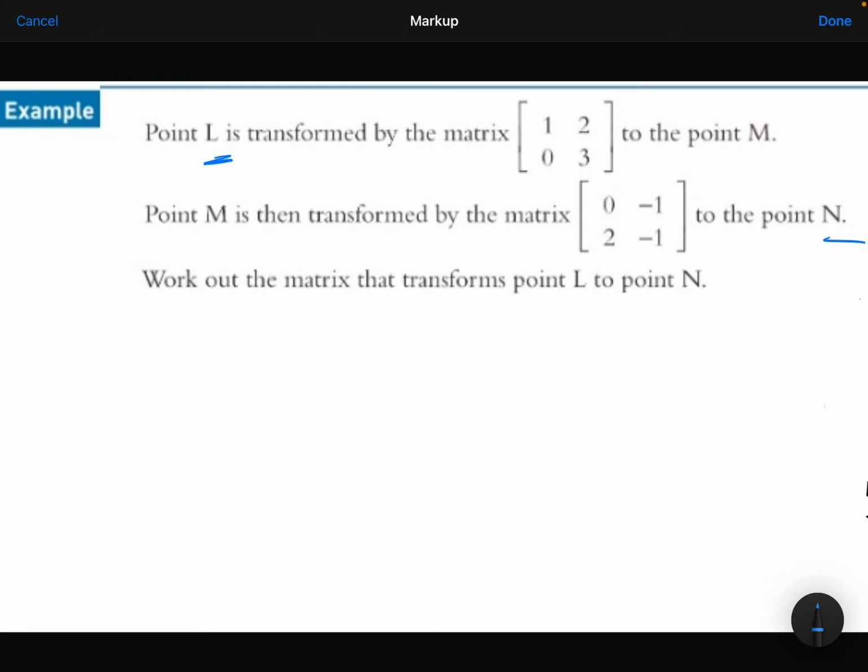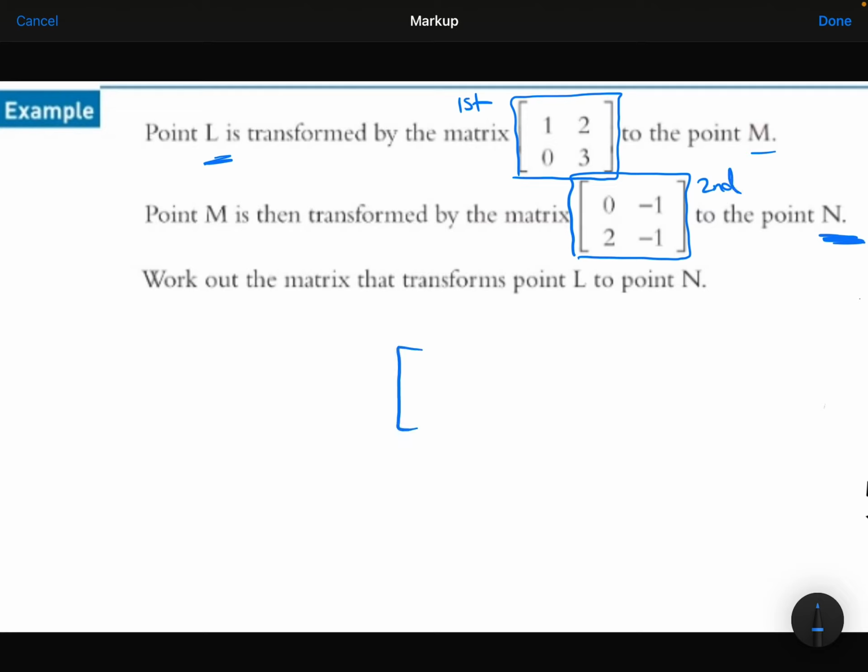So basically we've got two different transformations here. We've got this one that makes L become M, and then we've got a second one that happens afterwards, that takes that answer and moves it to point N. We want to find a matrix that combines these two things together, so we don't have to do two separate transformations, we can just do one. The important thing here is this is the transformation that happens first, this is the one that happens second.